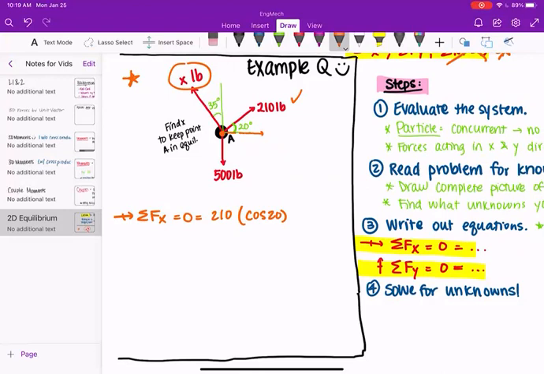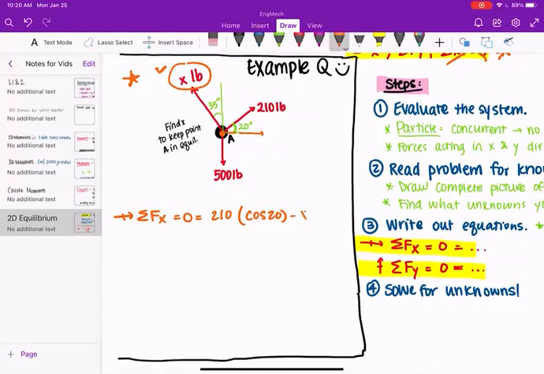Now the 500 pounds acts straight down, so there is no magnitude of that force in the x direction, so we can skip that one for just the x equation. For the x pounds, the one with our unknown, it's pointing in the left direction.